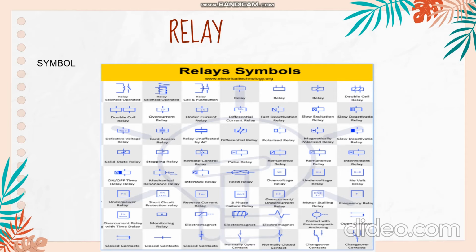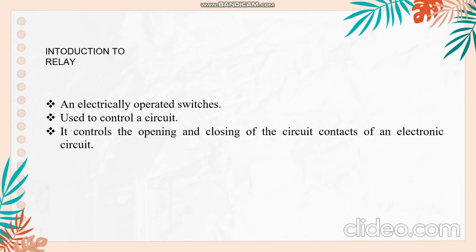Relay. This is a symbol of relay. Example of symbol of relay. Relay was an electrically operated switch used to control a circuit. It controlled the opening and closing of the circuit contact of an electronic circuit.